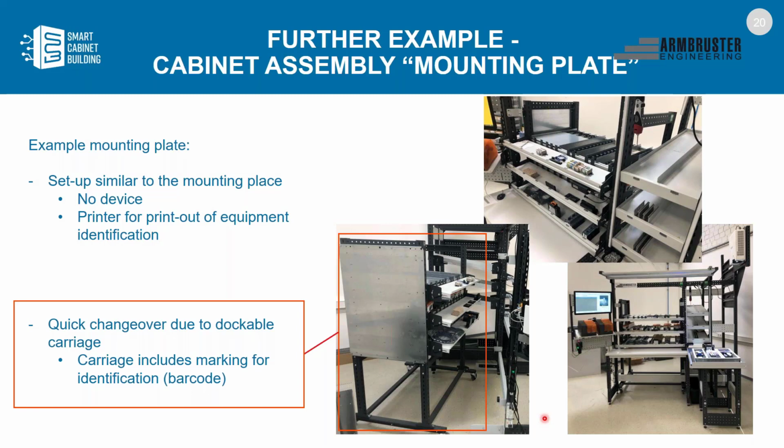And to ensure you have always the right card, you also can identify the card or the wagon with a barcode or QR code, so that the Elam system can ensure that you have always the right parts for the right variant or the right product in the workplace. So this is some special issues for the idea of smart cabinet building.